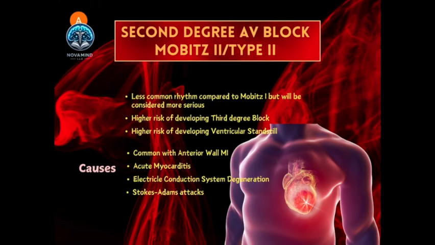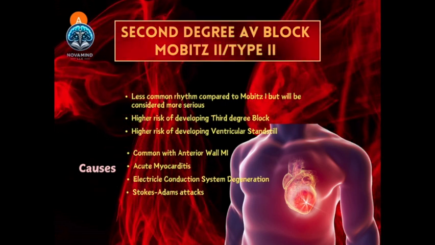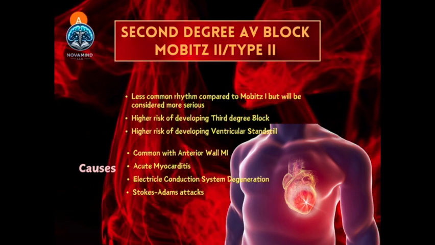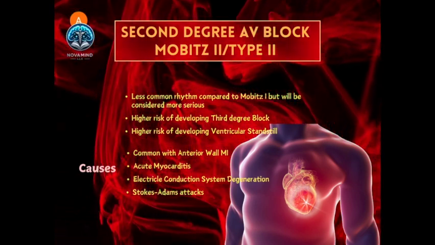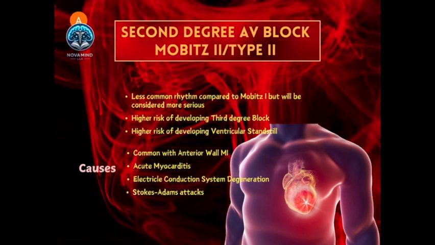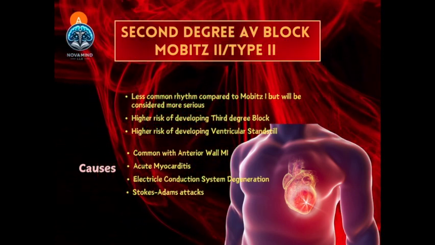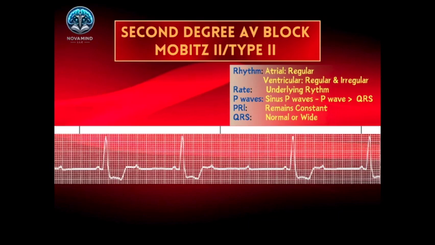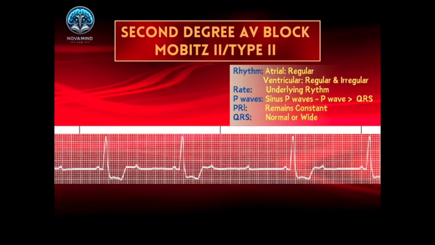Mobitz II is less common than Mobitz I, but more serious. Mobitz II has the potential to progress suddenly to third-degree AV block or ventricular standstill with little or no warning. Mobitz II commonly occurs with an anterior wall MI. Other causes include acute myocarditis and degeneration of the electrical conduction system as seen in the elderly. Syncopal episodes called Stokes-Adams attacks are associated with Mobitz II. Now let's analyze the EKG characteristics that define a second-degree AV block, Mobitz II, type 2.